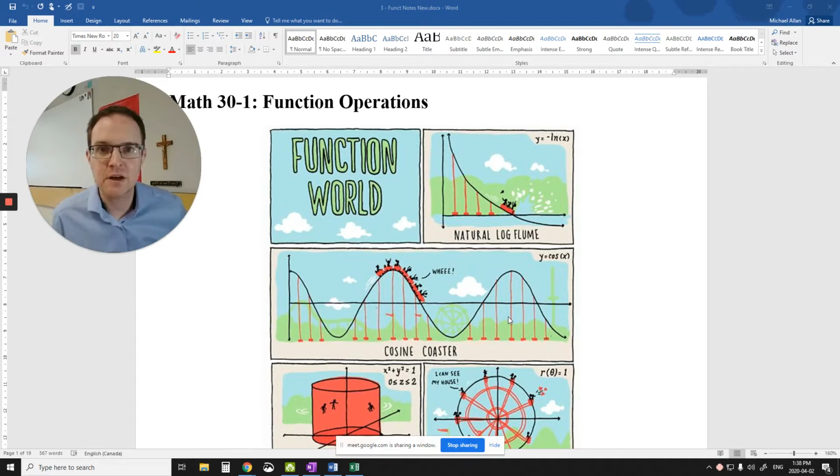30-1, so we're going to continue on with this unit by starting the next chapter. We're going to do function operations. In this chapter, we're going to be taking a couple of functions. We're going to add or subtract them, multiply and divide them, put one function into another. We call that a composition. We're going to analyze the resulting graph. What's the new domain? What's the new range? Are there any differences? Any problems that arise when we put functions into functions? So let's get started here.